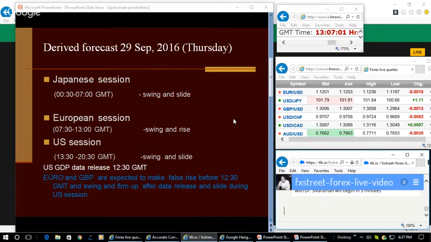Even if GDP data is less than expected, the players would have made the slide or given a different interpretation and slide. Today you come across the GDP data release, and tomorrow you find that no significant data release is going to be there. Still, they are expected to make the slide tomorrow during the US session.